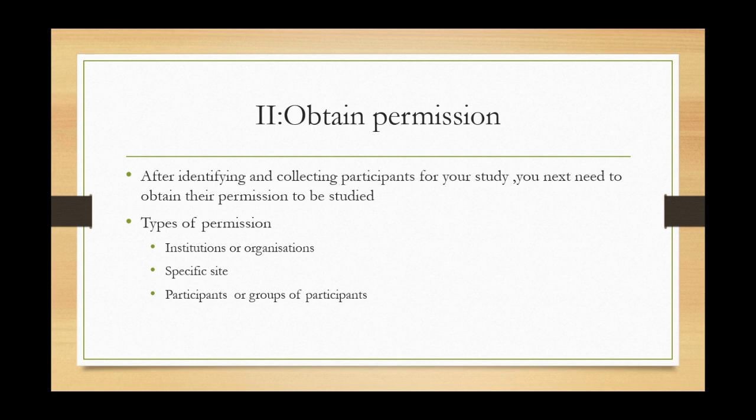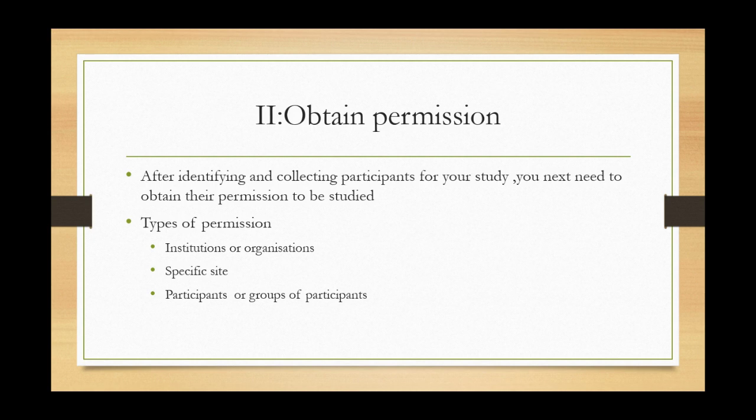There are different types of permissions that you need so that you can get the go-ahead to obtain data from such people. You can get permission from institutions, organizations, or different sites. For example, you go to a secondary school and ask for permission to conduct your research, or you can ask permission from the individuals themselves, so the participants or the group of participants.